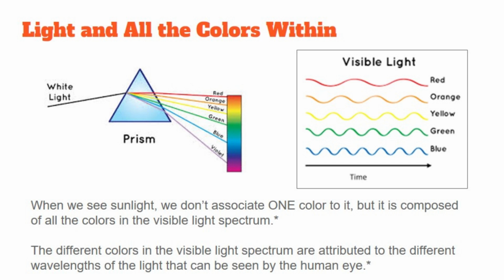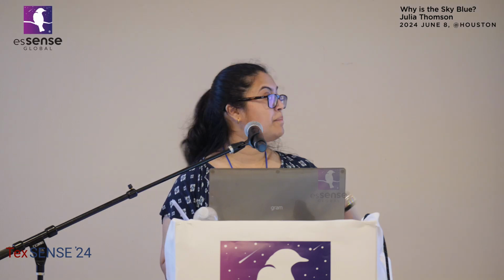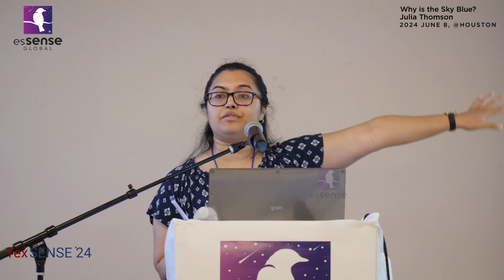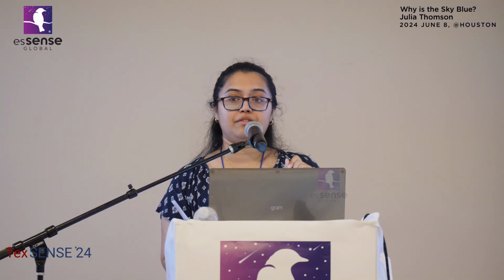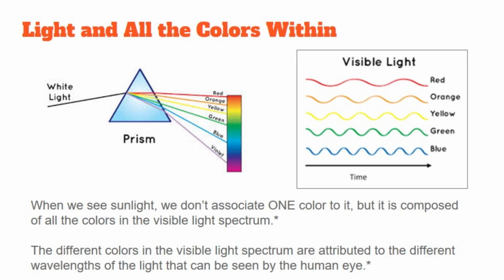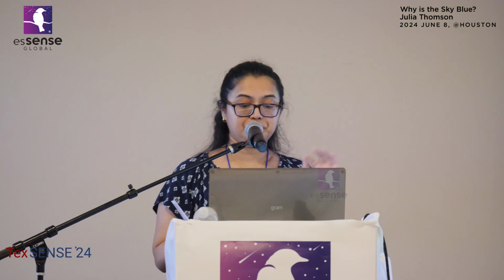The different colors in the visible light spectrum are attributed to the different wavelengths of the light that can be seen by the human eye. What makes the difference in these different colors of visible light is the wavelength. And the wavelength is defined as the distance between the two high points in a wave. So if we look at the red wave, we have a longer wavelength. The distance between any two high points is longer than a blue wavelength, blue light, let's say.